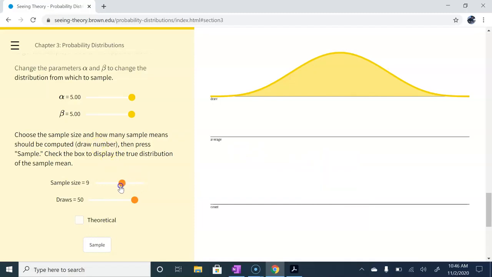If we go ahead and take samples of size 5 or 4, for example, we're going to get a lot wider of a distribution, but still something that looks normal nonetheless.